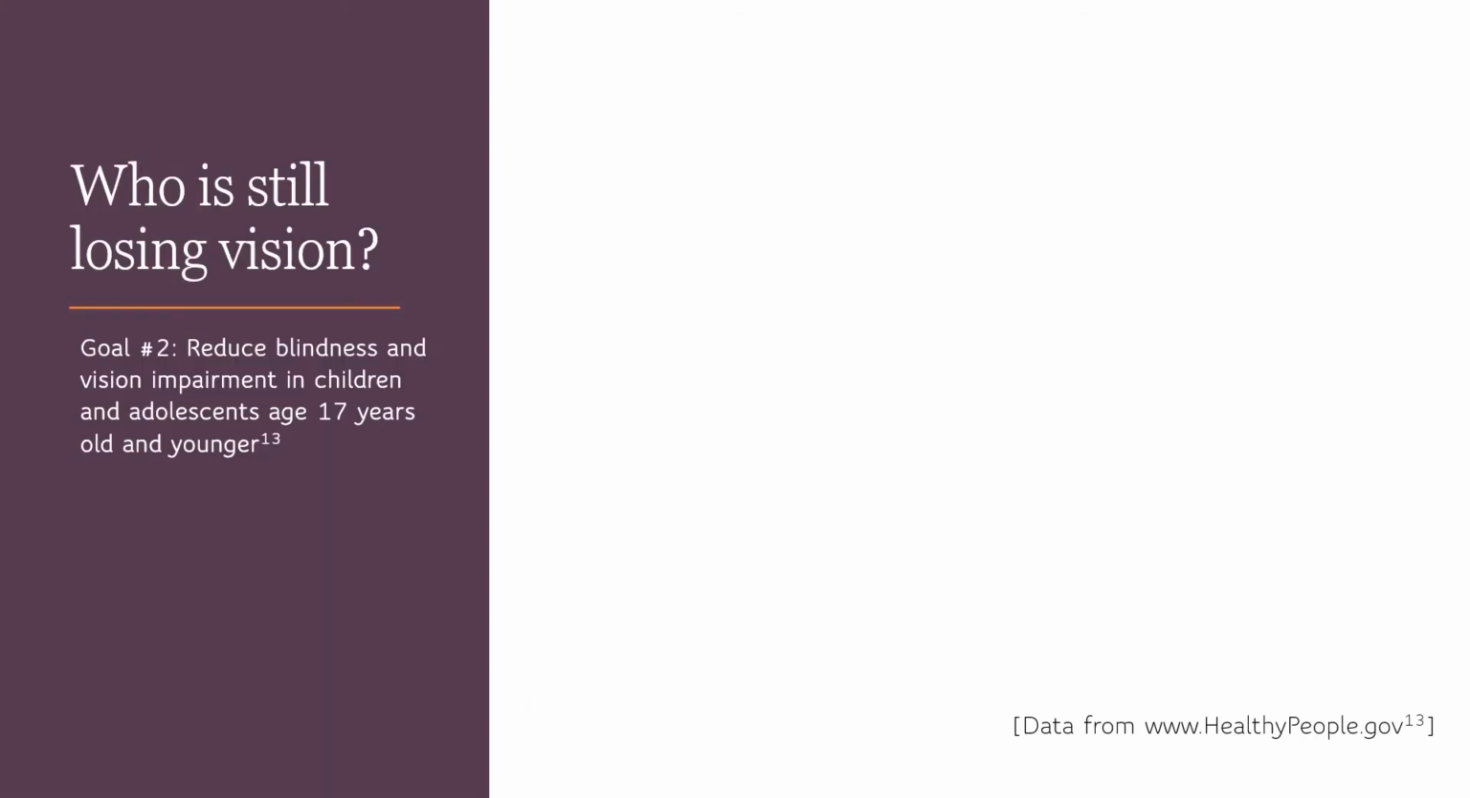In addition to assessing screening rates, it's also important to look at who is still losing vision. Goal number 2 of Healthy People 2020 was to reduce blindness and vision impairment in children and adolescents aged 17 years and younger. In the upcoming graphs, the red line now represents the goal of having fewer than 25 patients out of 1,000 reporting visual impairment.